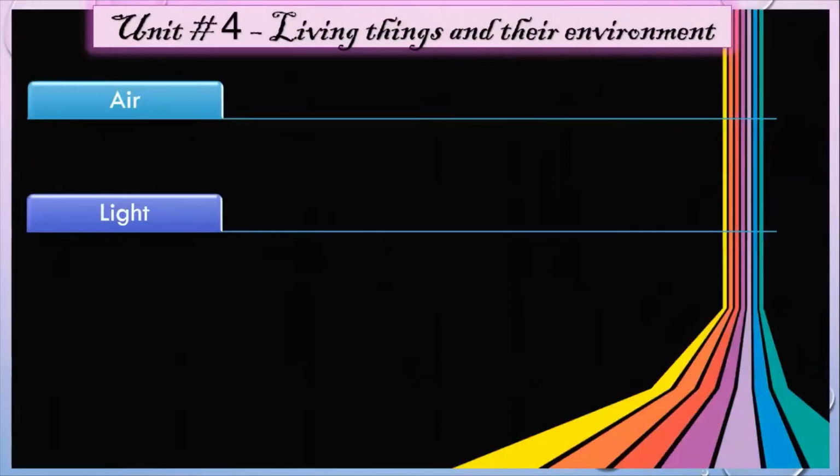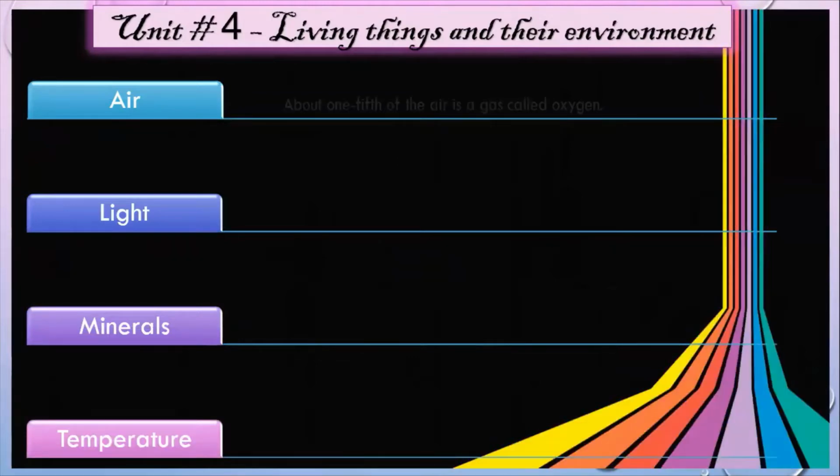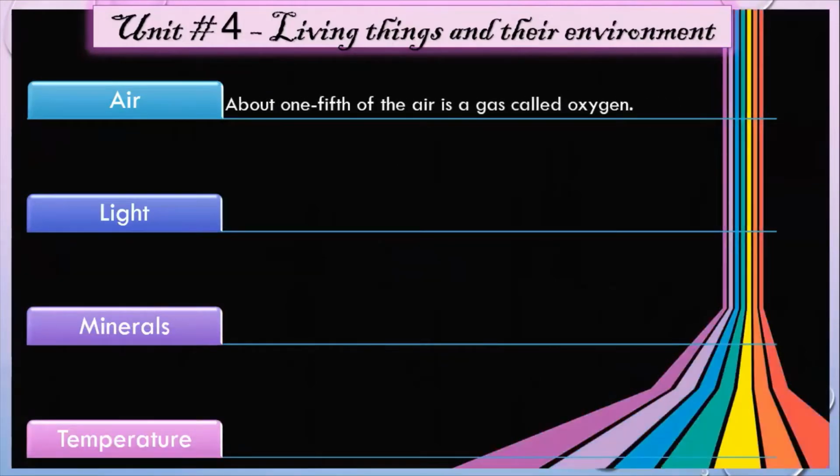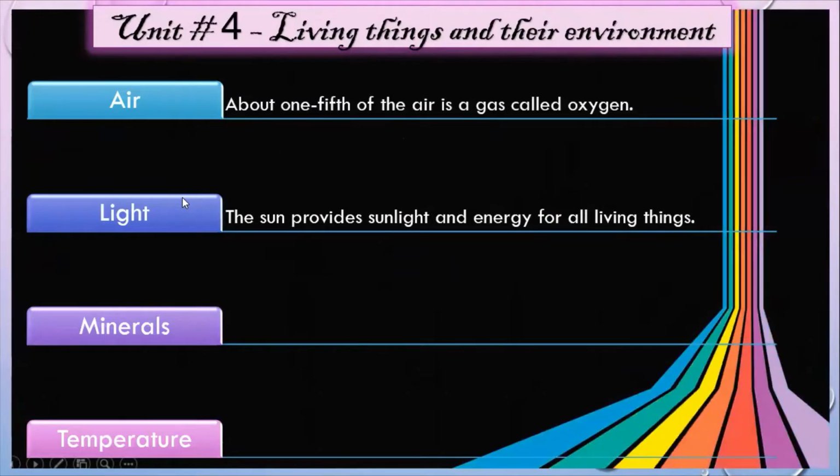Air, light, minerals, temperatures. About 1/5 of the air is a gas called oxygen. As you know, air is a mixture of many gases. Light: we all know that the sun is the natural provider of energy to all living things.